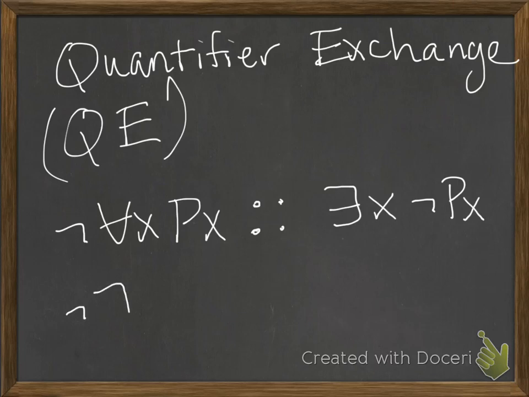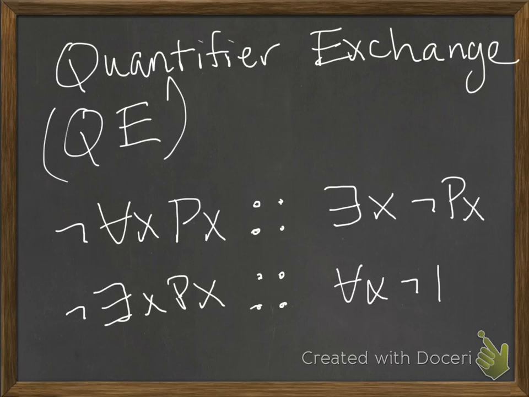Likewise, we can have a negated existential. So if we say, it's false that some things are poisonous. Well, what it means to say it's false that some things are poisonous is to say nothing is poisonous. So for every x, x is not poisonous. So we can use these equivalencies in order to get rid of negations on the outside of formulas.